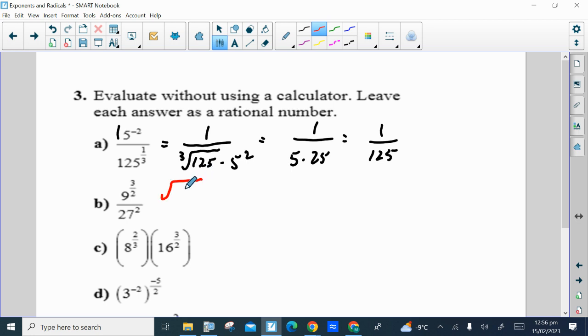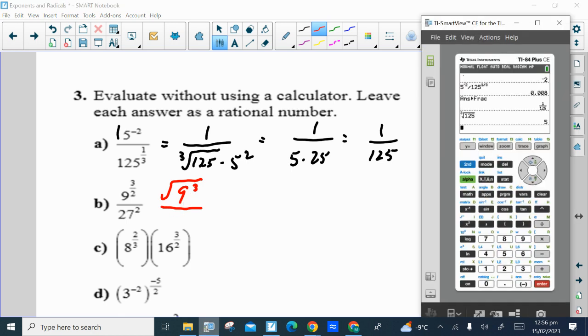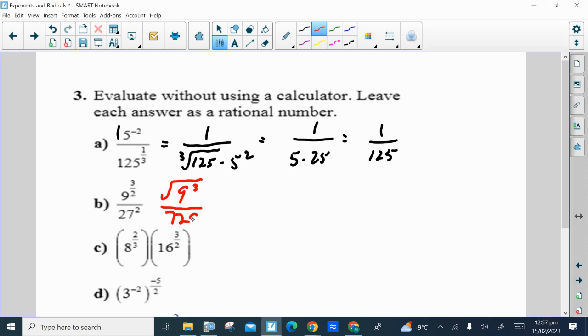So this is the same thing as the square root of 9 cubed divided by 27 squared, which we can find out what that is on our calculator, 729. And now we just have to simplify the top. The square root of 9 is 3, and 3 cubed is 27.